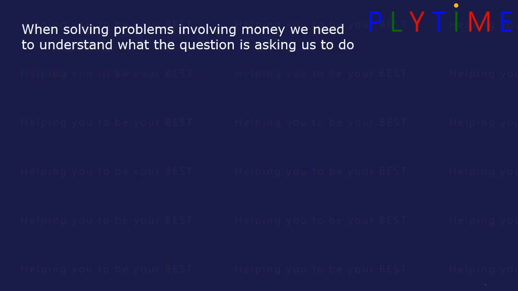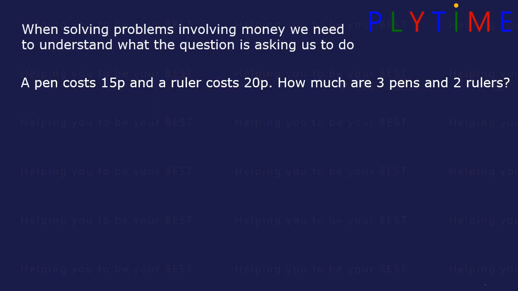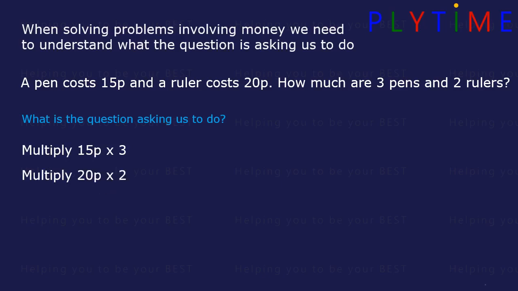When solving problems using money, we need to understand what the question is asking us to do. A pen costs 15 pence and a ruler costs 20 pence. How much are 3 pens and 2 rulers? What's the question asking us to do? It's asking us to multiply 15 pence, or pens, by 3, and 20 pence, or rulers, by 2, and then add them both together.